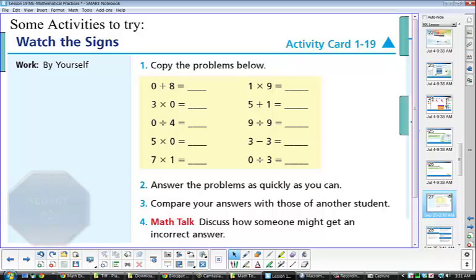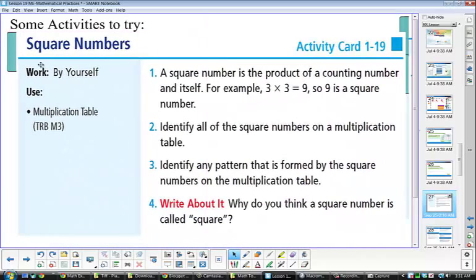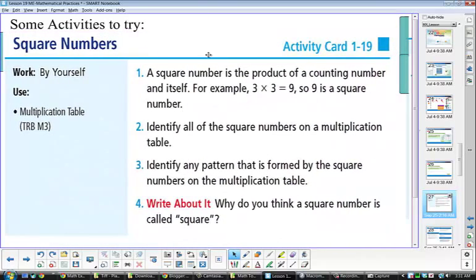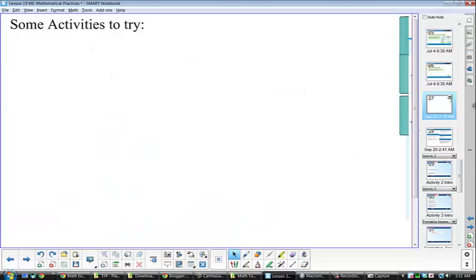Let's try this last one. Square numbers. This one you can also do by yourself. A square number is the product of a counting number and itself. For instance, 3 times 3 equals 9. So 9 is a square number. See if you can find some other square numbers. And try to go up to 10 times 10. What's 10 times 10? Those are 3 challenges. Hopefully you can try each of them.